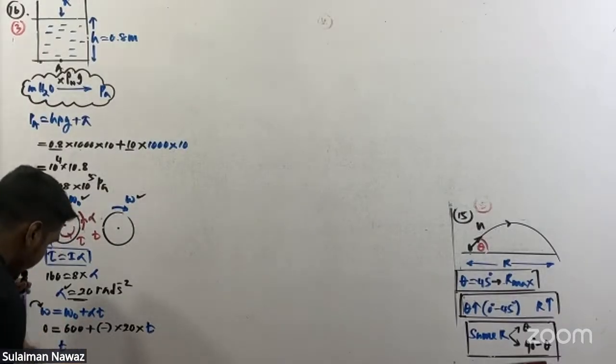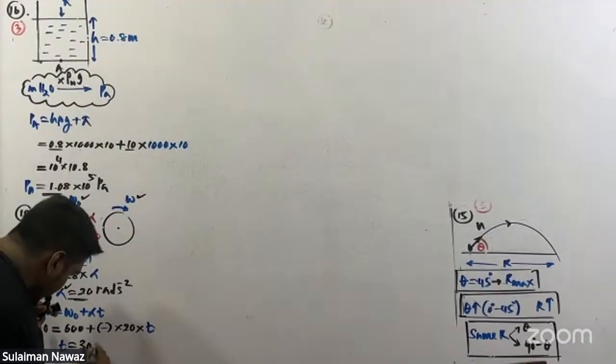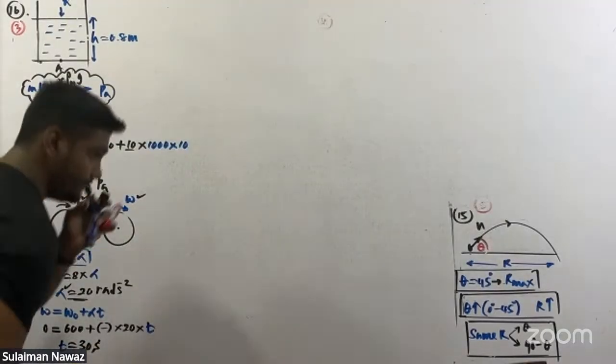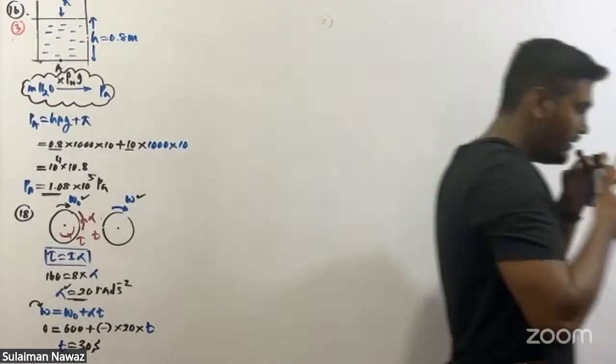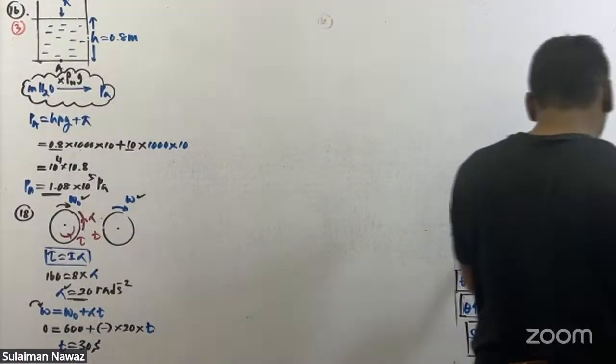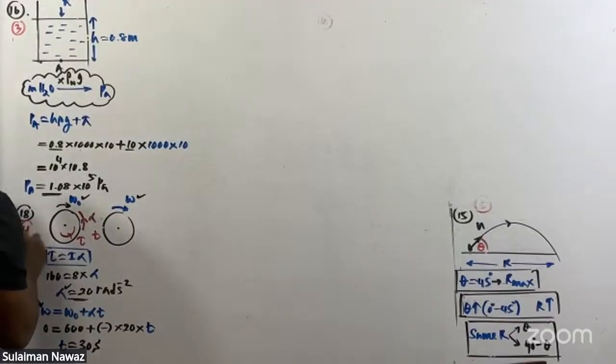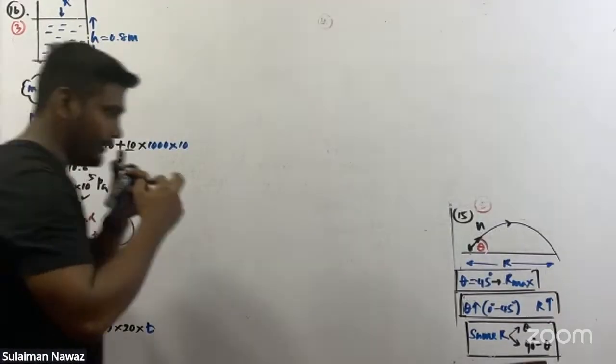If I'm wrong, tell me. t is 30 seconds. The right answer must be the fourth one. Next story.